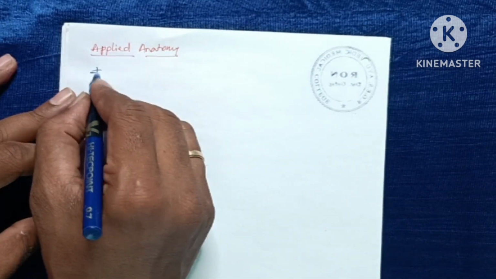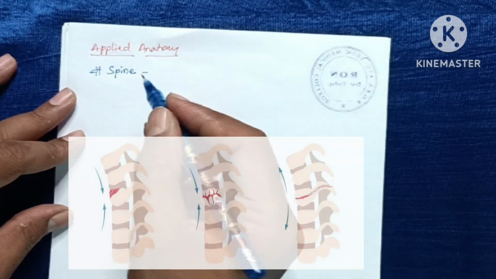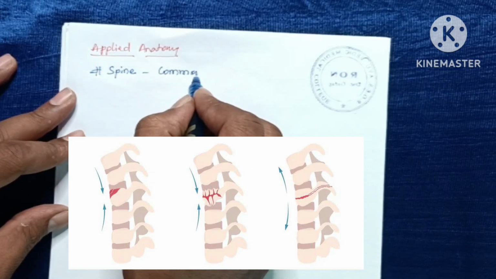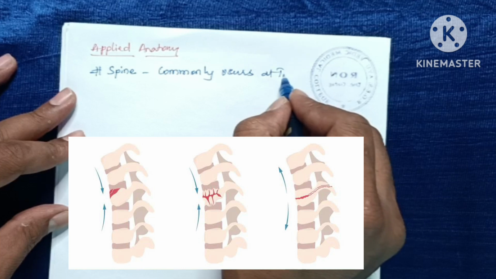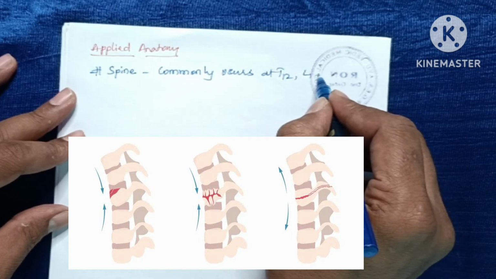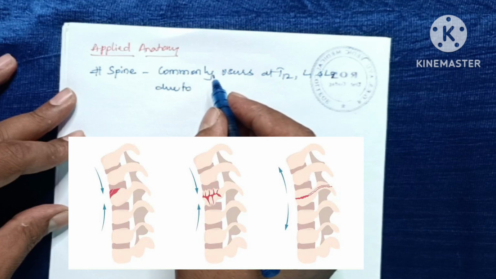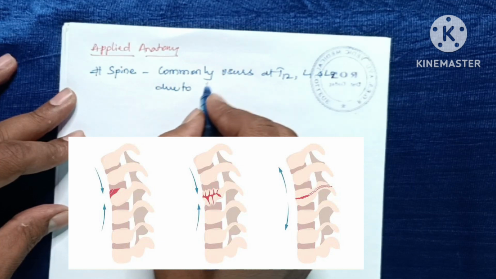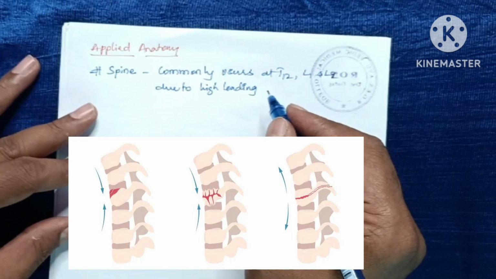Now let us discuss applied anatomy. First we'll see fracture of the spine. A fracture of the spine commonly occurs at T12, L1 and L2. It is due to high loading on the feet or buttocks.